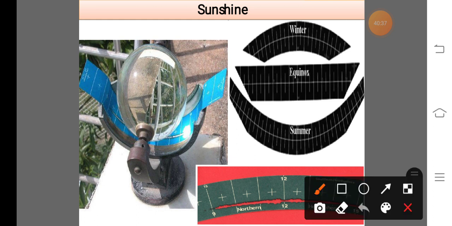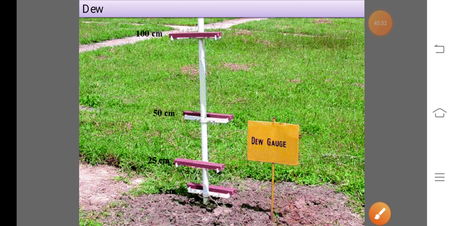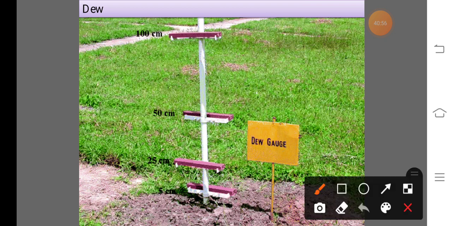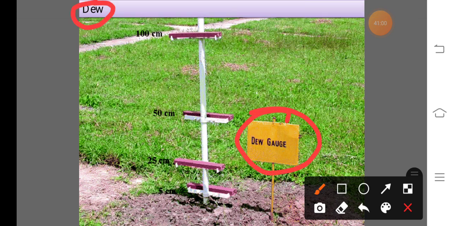That means sunshine is measured in units of hours per day. That means how many hours of bright sunshine are available or recorded in a day. Like that, next we also discuss a new parameter, the measurement of dew. A dew gauge is used here.